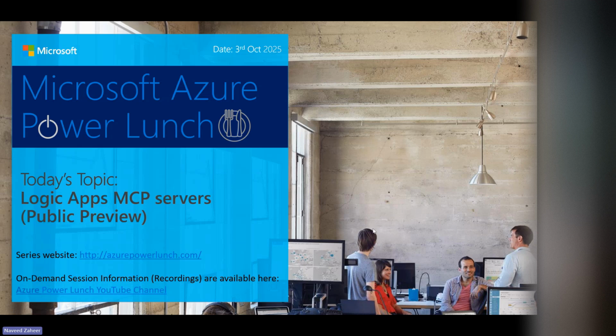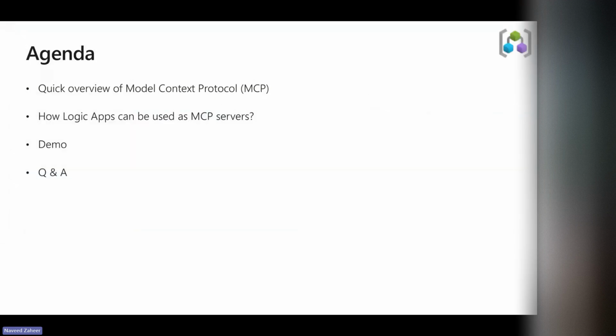And with that, we start our topic of discussion, which is Logic Apps MCP servers. So here is the quick agenda. This is currently in public preview. We're going to talk about what is MCP, what this protocol is all about with LLM and agentic AI. This is becoming a big thing, and how you can use Logic Apps as MCP server. And we will see a quick demo. Mostly, it's going to be a demo of how you can very easily take advantage of this particular feature.